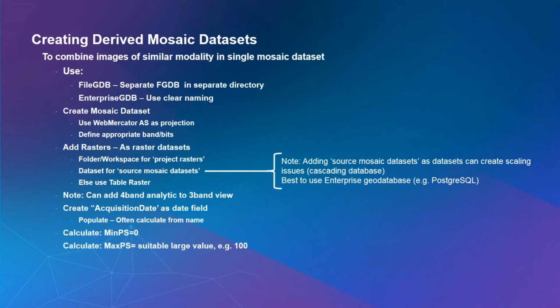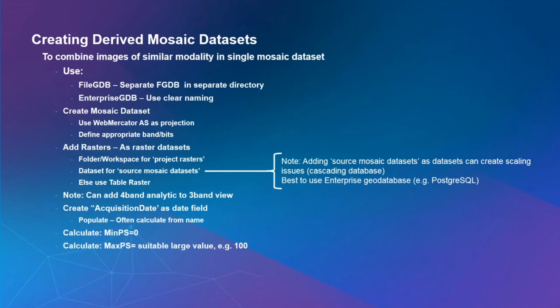So you create your mosaic data set, you add your rasters, and you can just point to a folder which has the images in it, and it'll crawl through and bring all those in. For the project rasters, where we have a single raster for a single site, you just point to the directory and it'll bring those in, leaving all the data as it is. For the source mosaic data sets, you use the dataset capabilities within Add Rasters, and that will bring in the mosaic data set as a virtual image.